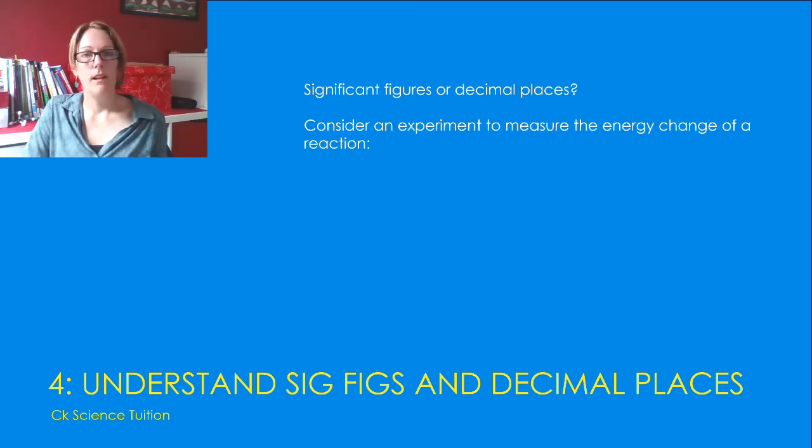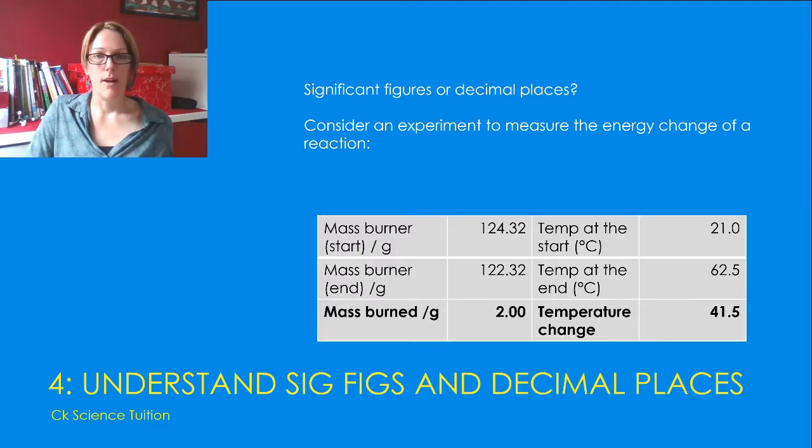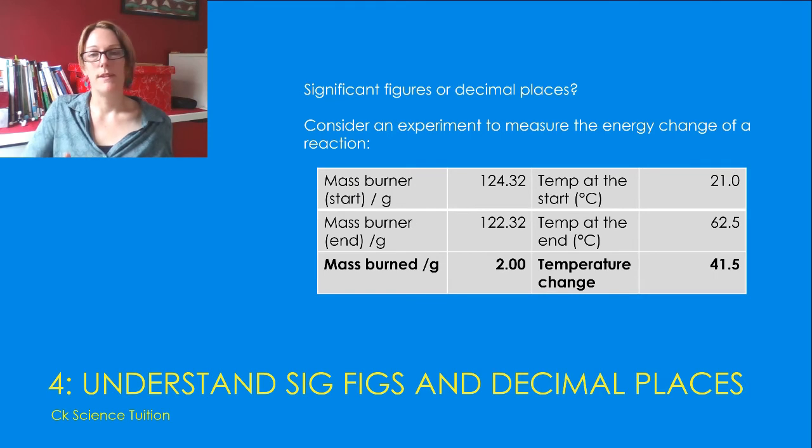Well, let's consider an energy change experiment. Taking a large glass spirit burner with some alcohol in it, you've probably all done that experiment. You weigh the spirit burner with the alcohol in. You use it to heat a set volume of water. You measure the temperature at the start, the temperature at the end, and then you re-weigh the container of alcohol afterwards. So you might get a results table that looks like this.